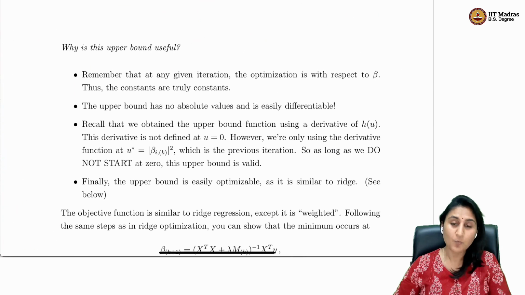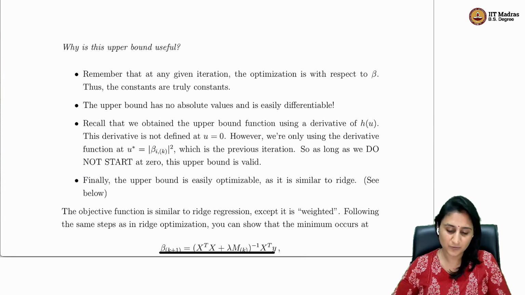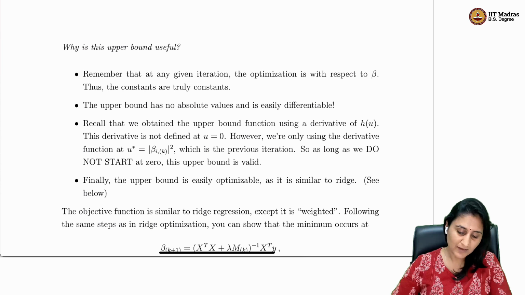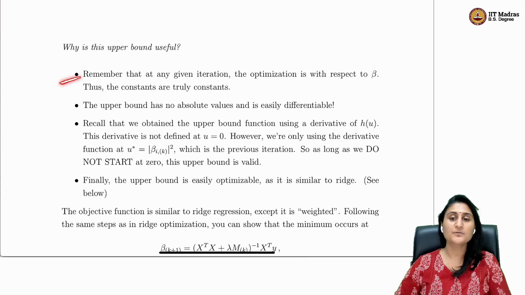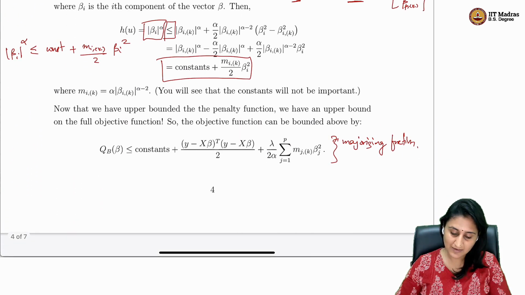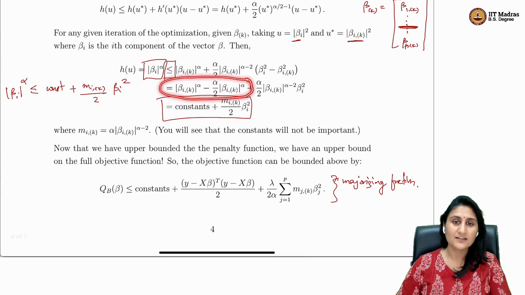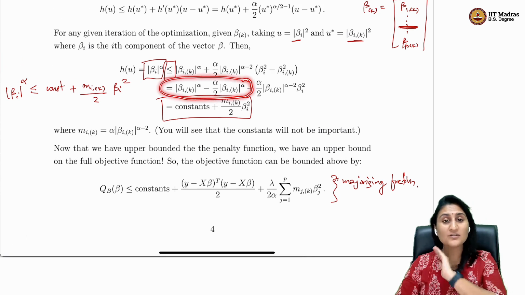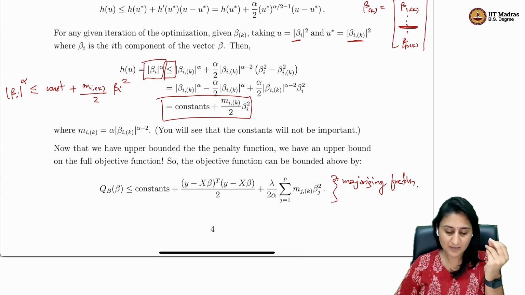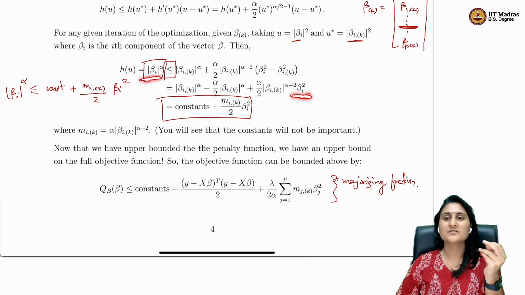Okay. Now, why is this upper bound useful? What do I do with this? Well, remember that at any given iteration, the optimization is with respect to beta. Thus, the constants are actually truly constants. So what I mean by that is that yes, there are constants over here that have absolute values, but I'm not taking derivatives with respect to these beta k's. I'll be taking derivatives with respect to beta I, which is only present here in a quadratic form. Okay.